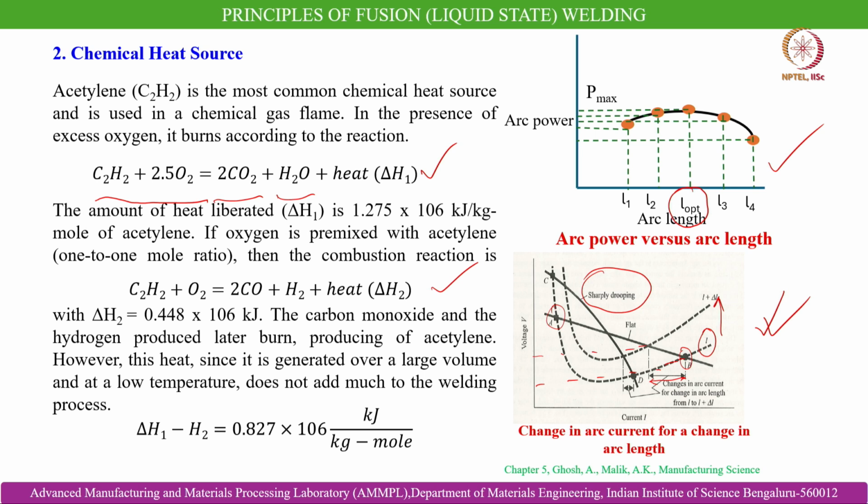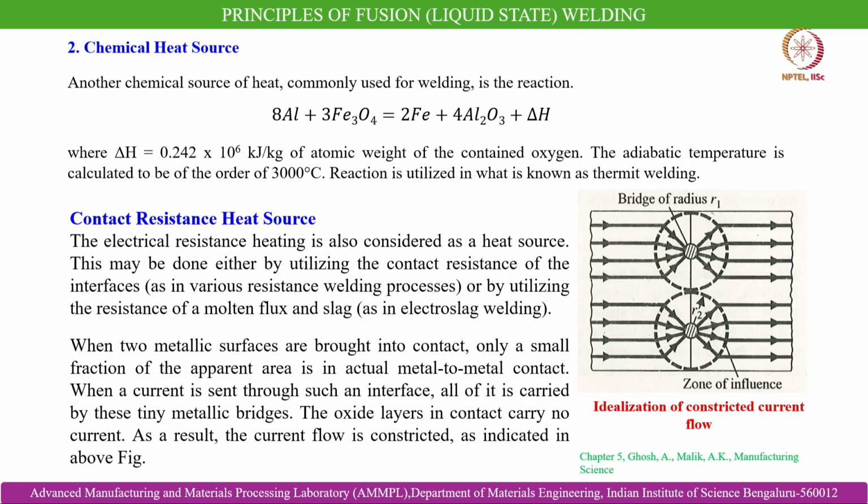Here the delta H2 is much lesser. If I term the first reaction as 1 and this reaction as 2, then the heat released in reaction 2 is much lesser than the heat released in reaction 1. The carbon monoxide and the hydrogen produced later burn, producing heat again. However, this heat, since it is generated over a large volume and at a lower temperature, does not add much to the welding process. The gap between delta H1 and delta H2 is 0.827 into 10 to the power 6 kilojoule per kg mole. This is about the chemical heat source.